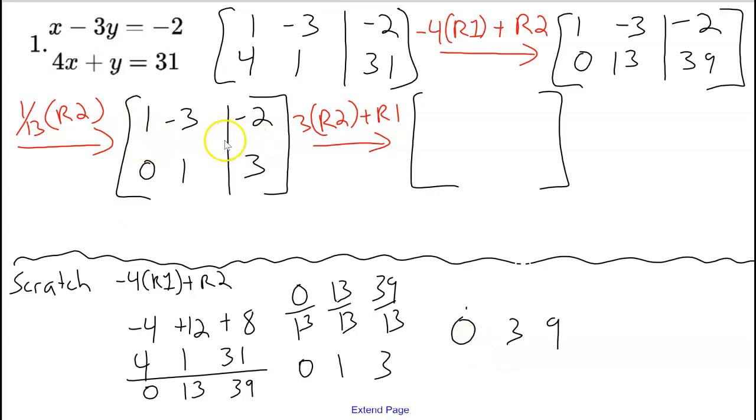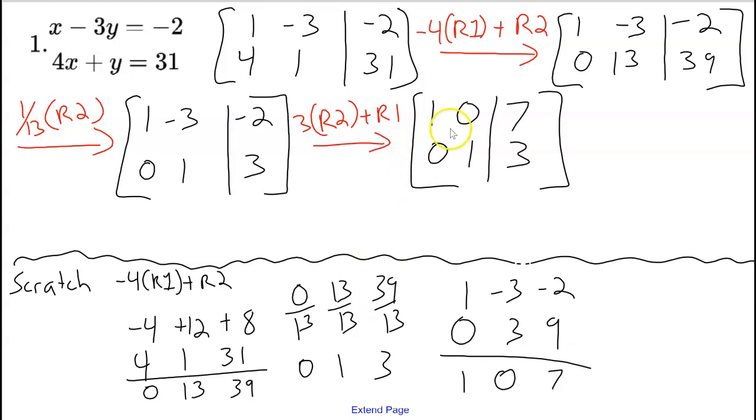Now I'm going to add it with row 1. I have 0, 3, and 9, added with row 1: 1, -3, and -2. This will cancel out. That gives me 0. And then 9 plus -2 is 7. So I write that in row 1. And look, I got 1 and 0, and 0 and 1. So I know my x is 7 and my y is 3.